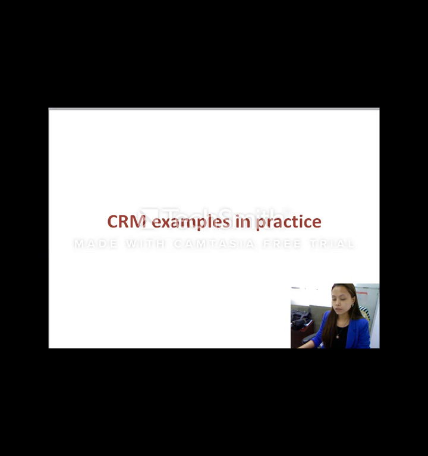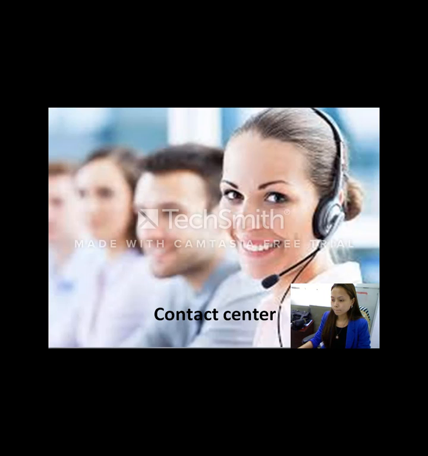CRM examples in practice. Contact center. Traditionally, data intake practices for CRM systems have been the responsibility of sales and marketing departments, as well as contact center agents. Sales and marketing teams procure leads and update the system with information throughout the customer life cycle. And contact centers gather data and revise customer history records through service calls and technical support interactions.